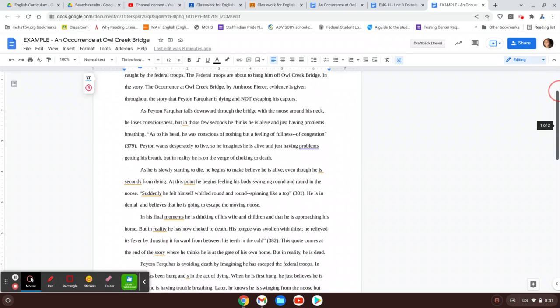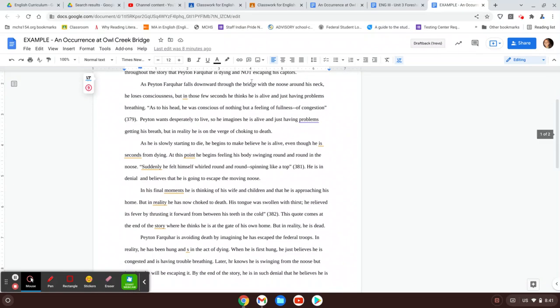So now we can see this person has 3 body paragraphs, 1, 2, 3. And I would say the body paragraphs are a little short because there's not a ton of explanation afterwards. All right, but we'll just look at the first one. As he falls downward through the bridge with the noose around his neck, he loses consciousness, but in those seconds, he thinks he's alive, just having problems breathing. So the quote this person uses, after introducing it, is, as to his head, he was conscious of nothing but a feeling of fullness and congestion. So technically, if this was going to be a correct one, we would say that he has the author's last name in there. So it should say Bierce 379. That's how your citation should look, part of the sentence, but not part of the quote.